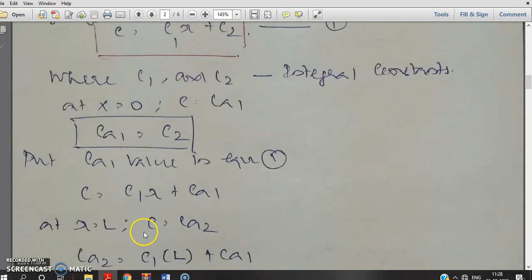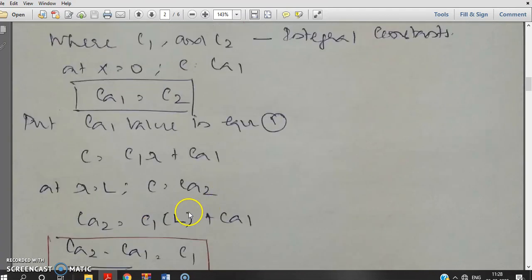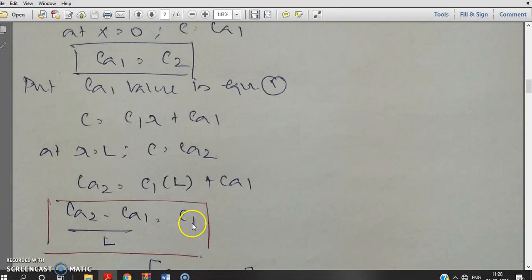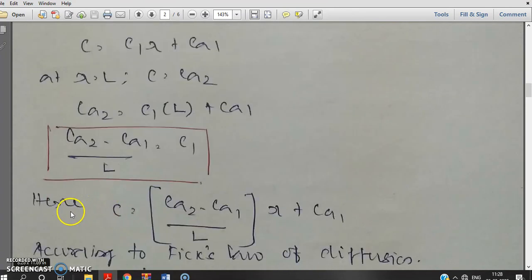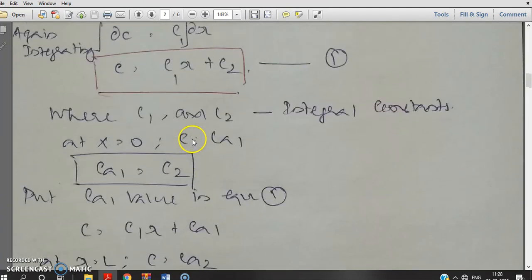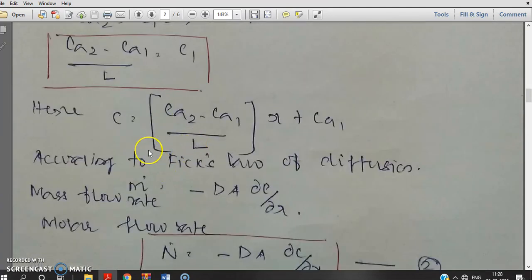At x equal to L, C is equal to CA2. When you substitute this, CA2 equals C1 times L plus CA1, so finally the integral constant C1 equals (CA2 minus CA1) divided by L. When you substitute this value in equation 1, we get C equal to (CA2 minus CA1) divided by L, into x, plus CA1.